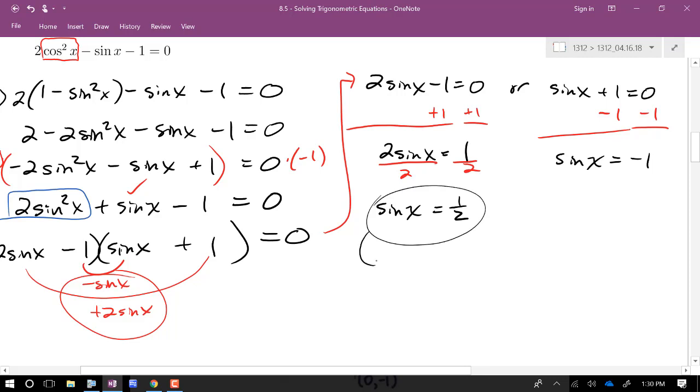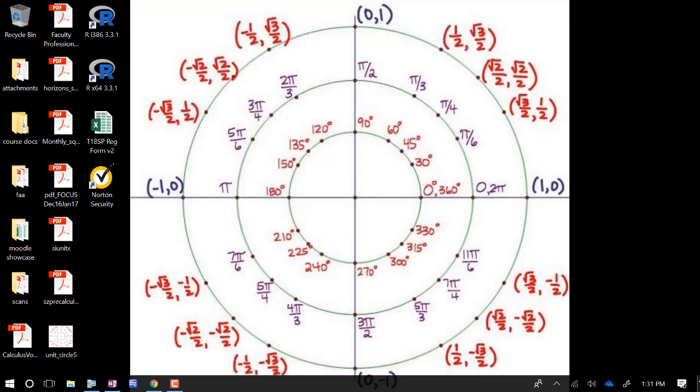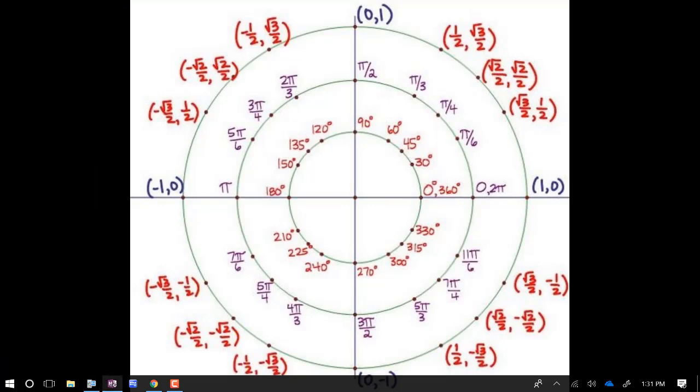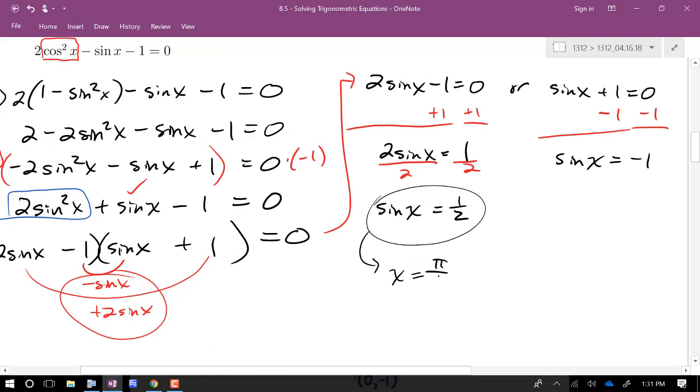Working with this side here, let's use our unit circle. Where is sine equal to a half? What are we looking for? Pi over 6, yep. 5 pi over 6. And 5 pi over 6, because we're looking for where the y coordinate is a half, so that happens here, and then reflected across on this side at 5 pi over 6. So we have pi over 6, 5 pi over 6.